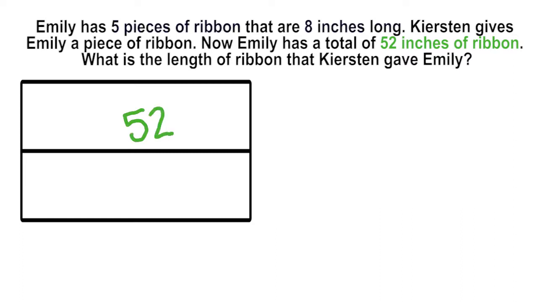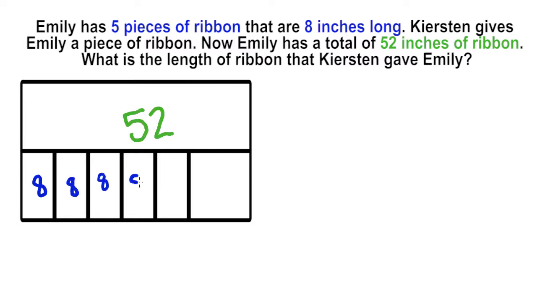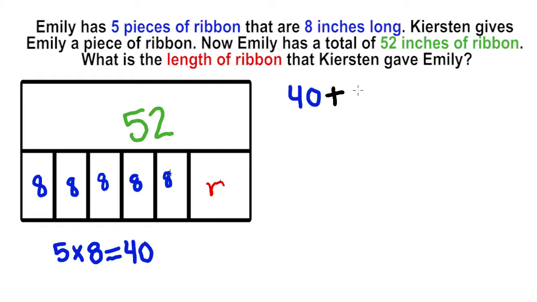I know that Emily had 5 pieces of ribbon that each were 8 inches long. 5 times 8 would tell me how much ribbon Emily had before Kirsten gave her ribbon. The amount of R will represent the amount Kirsten gave her. First, we need to solve 5 times 8 to total 40. If Emily already had 40 inches, I know that 40 plus R equals 52.